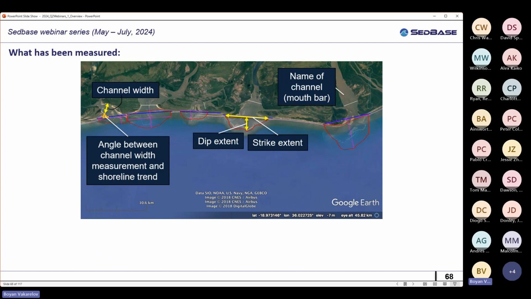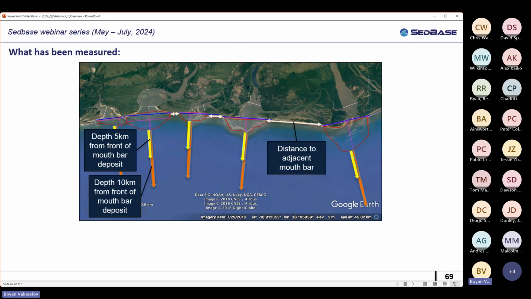So what do we measure? So we would go in, we end up having these polygons. So we would get a strike extent, a dip extent of each polygon. We also have measurements of, for example, what is the size of the channel which is feeding these channel belts, these mouth bar deposits. We also make measurements to water depth some distance seaward from the mouth bar. Now, everywhere I've looked around the world, for the most part, a mouth bar geobody would die down by the time we are, let's say, 5 or 10 kilometers seaward from the seaward portion of the mouth bar.